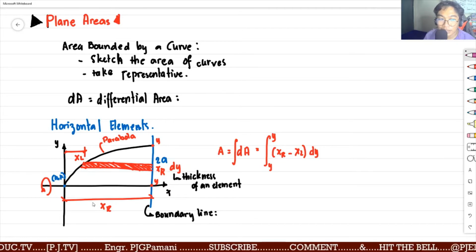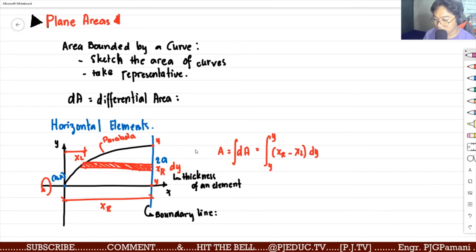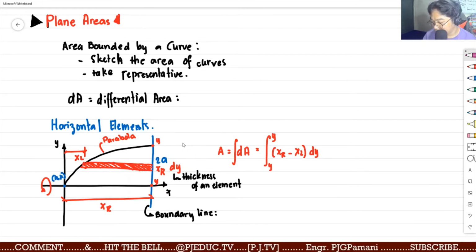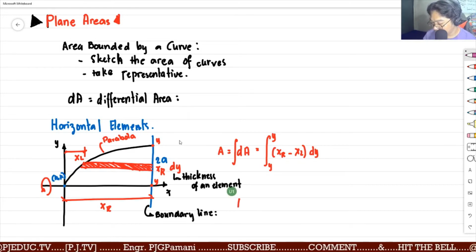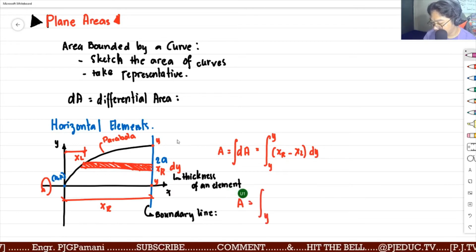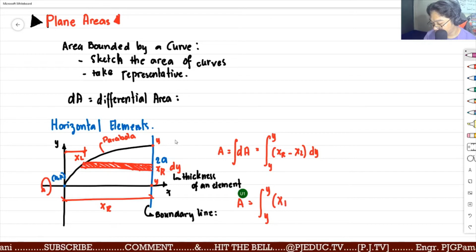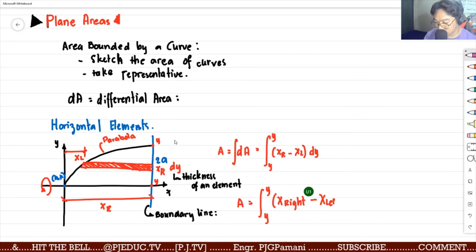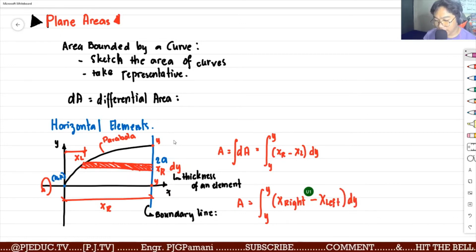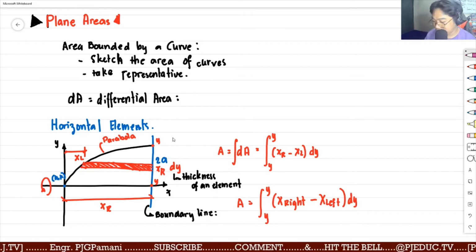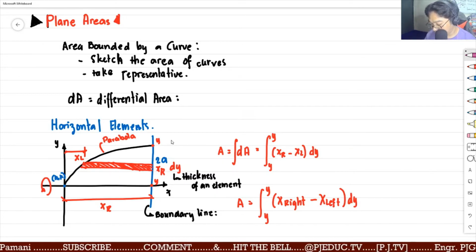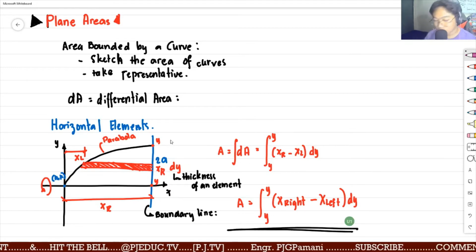So our lower limit is negative, then the upper limit is 0, and so forth. Which is now basically our general formula if we're going to consider a horizontal element. Either way, if we consider a vertical element instead, the area that we compute will be the same with this one.